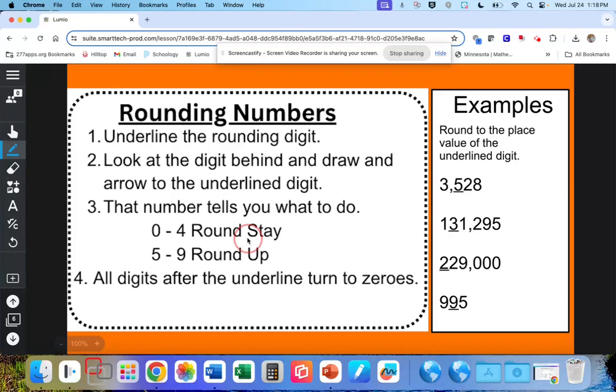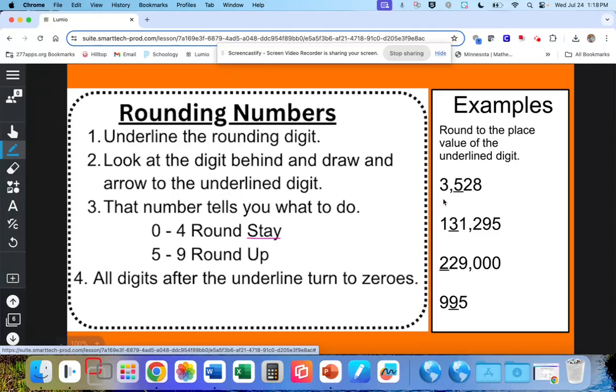Now, here's where my saying is a little different. If your number is 0 to 4, you're going to round stay. If your number is 5 to 9, you're going to round up. Now, a lot of times you've probably heard in the past the term round down. In theory, we are making our number smaller when we would round, but a lot of times people get confused when they hear round down and they want to make the number smaller, since if we round up, we make the number bigger. So I like the term round stay. And then all digits after the underline turn to zeros.